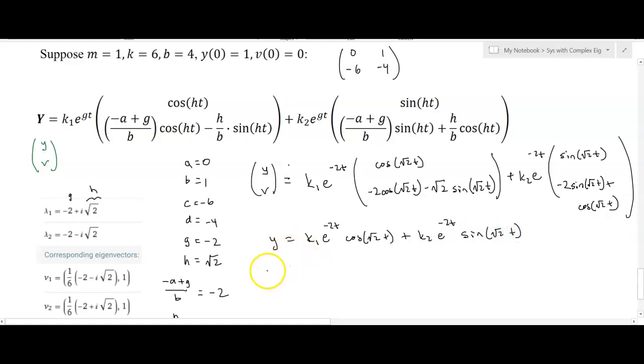And then the second equation is going to be the uglier one. V equals k1 e to the -2t, -2 times that. And you can think about that -2 as being what happens when you take the derivative of e to the -2t. It's the chain rule. And this is cosine of the square root of 2t minus square root 2 k1 e to the -2t sine square root 2 of t. And same thing for the second term, but with the corresponding expressions.